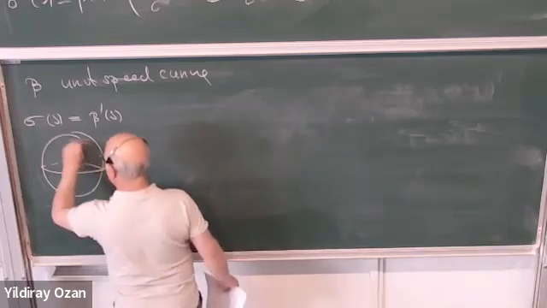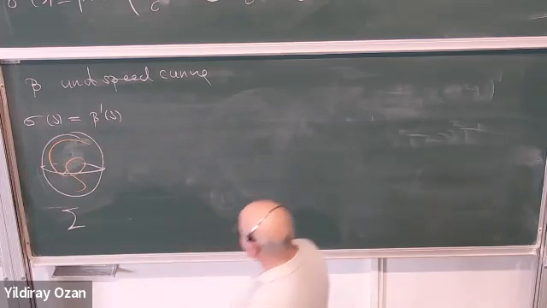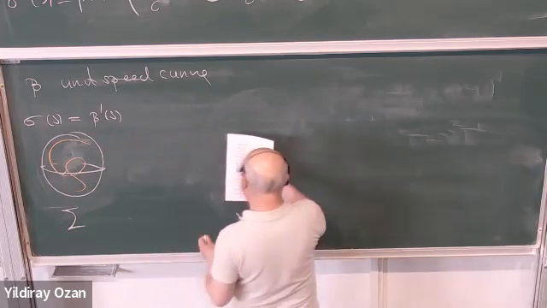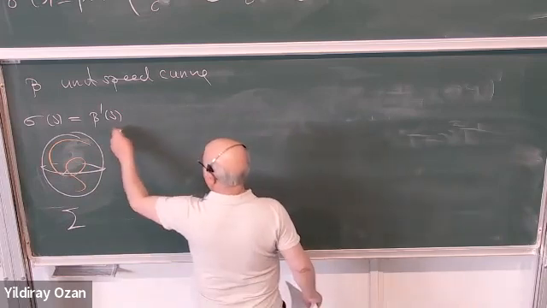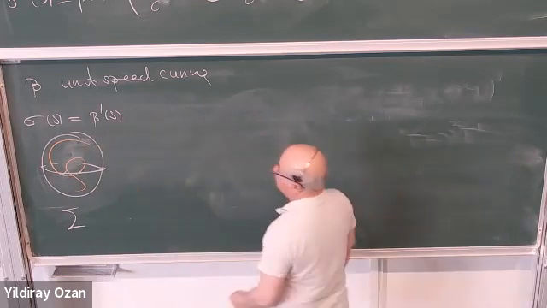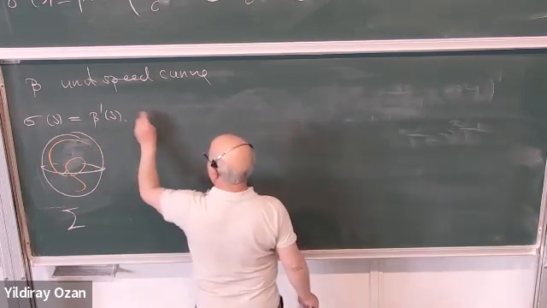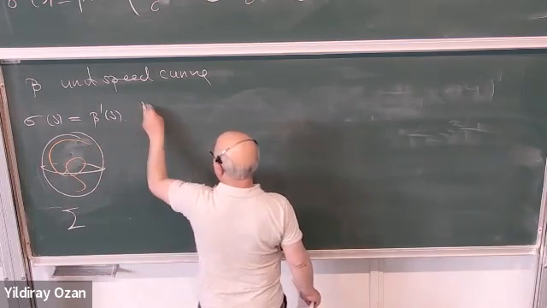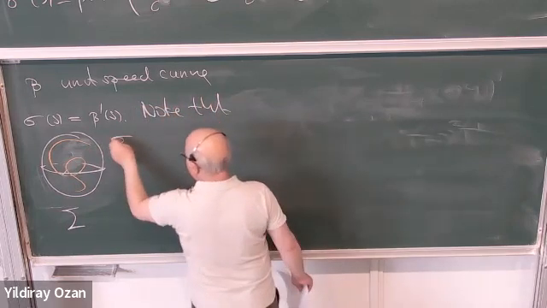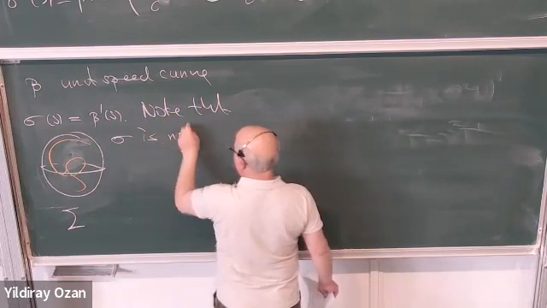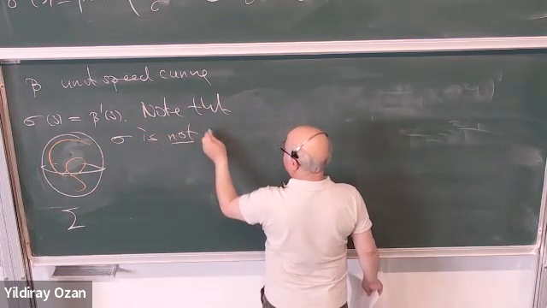Right? It's a curve on the sphere. Okay. Of course, sigma need not be unit speed. Note that sigma is not necessarily unit speed.